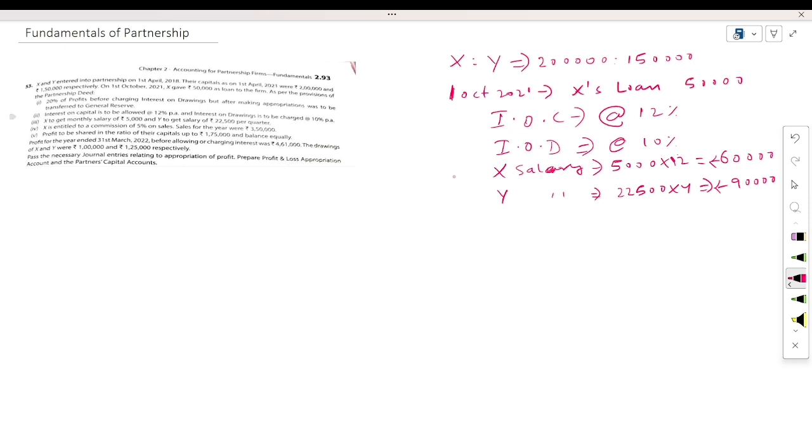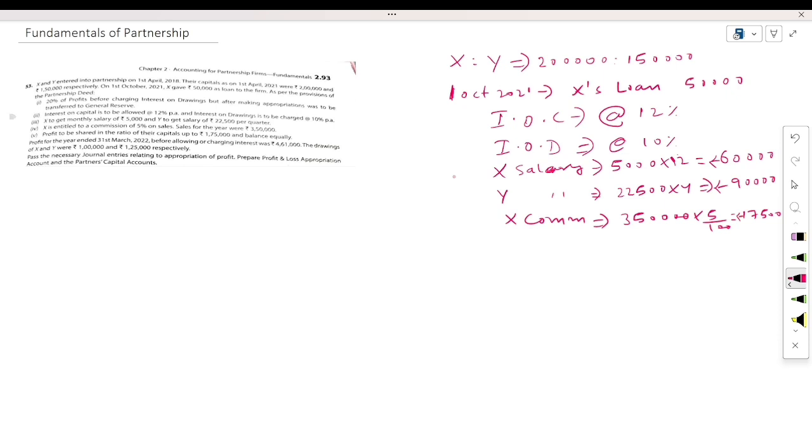Now X is entitled to a commission of 5% on sales. Sales for the year were 3,50,000. X is also getting commission here. X commission, how much? 3,50,000 is the sales value, 5% of this. It means 17,500 will be the X commission.